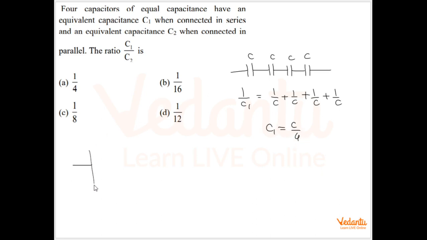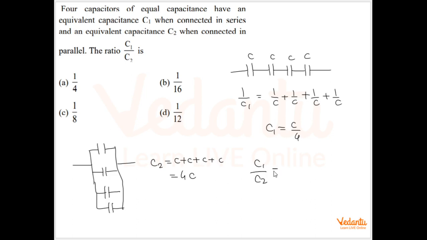Now when the same capacitors are connected in parallel, my dear bacho, the equivalent capacitance is C2. C2 will just be C plus C plus C plus C, that will just be 4C. You have to calculate the ratio C1 by C2. That will just be C by 4 upon 4C, that will be 1 by 16. So option B will be the correct answer.